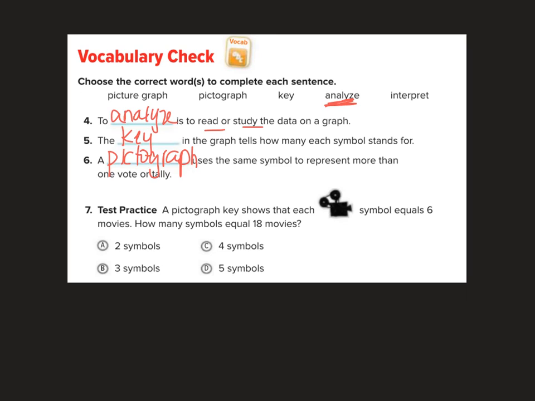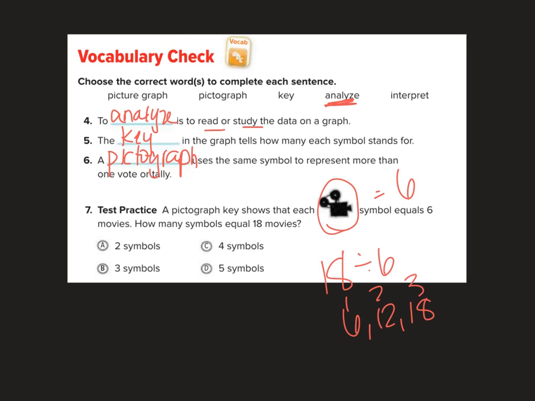Okay. Test practice. A pictograph key shows that each movie symbol equals 6 movies. How many symbols equal 18 movies? So really here we're doing 18 divided by 6, right? If I have 18 movies, I want to know how many I'm going to put into 6 groups. So if I'm counting by 6s, I would say 6, 12, 18. How many 6s did I need? 1, 2, 3. So I would need 3 symbols to show 18 movies.